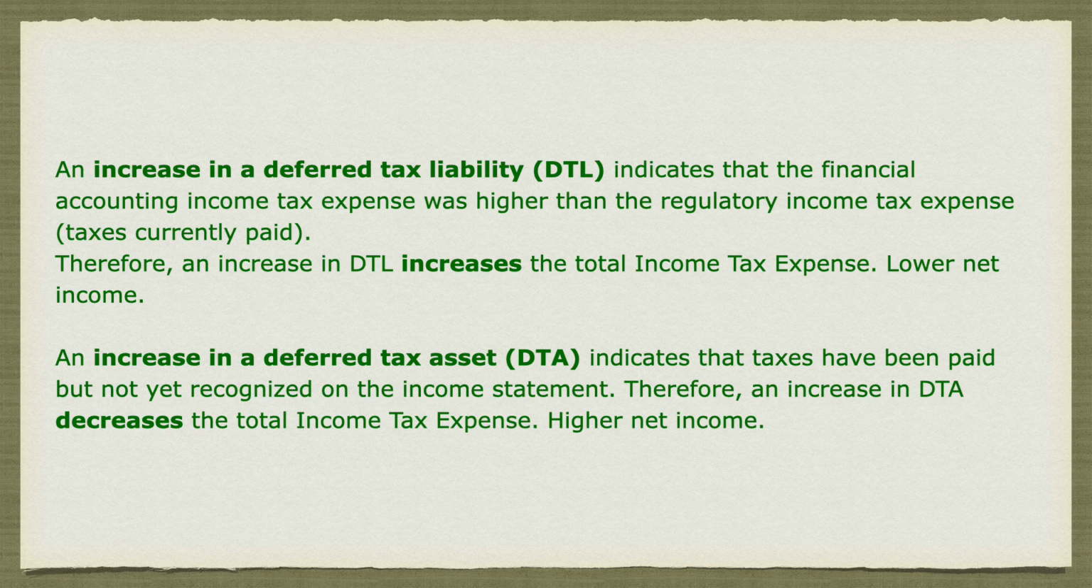An increase in a deferred tax liability, DTL, indicates that the financial accounting income tax expense was higher than the regulatory income tax expense, taxes currently paid. Therefore, an increase in DTL increases the total income tax expense. Lower net income. An increase in a deferred tax asset, DTA, indicates that taxes have been paid but not yet recognized on the income statement. Therefore, an increase in DTA decreases the total income tax expense. Higher net income.